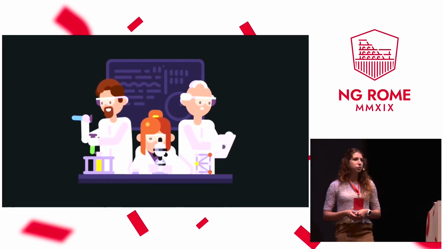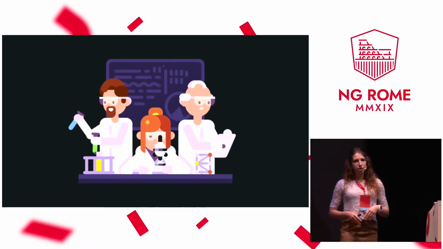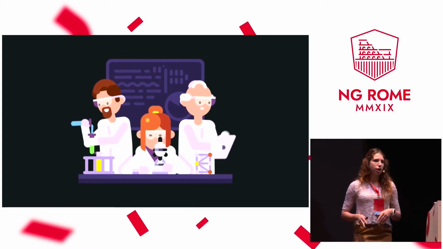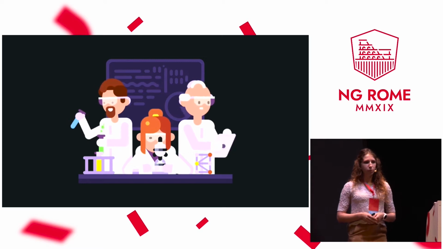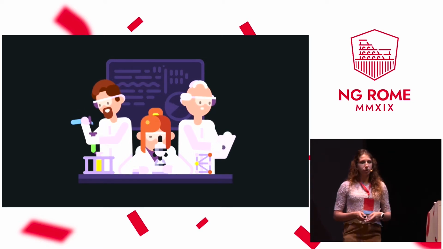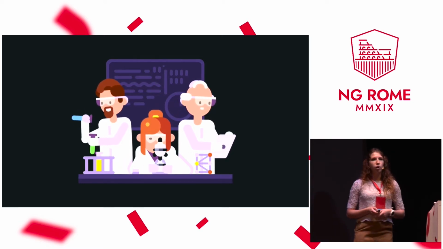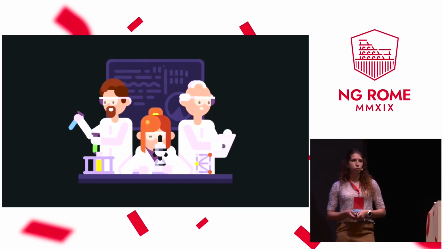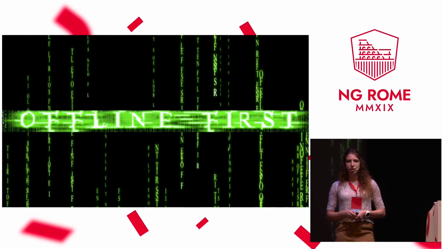And a bunch of scientists did research on human brains, and they were trying to find a solution to make people happier. And it was amazing because they discovered that the only way to make people happier is to create fast and stable apps and use offline first.